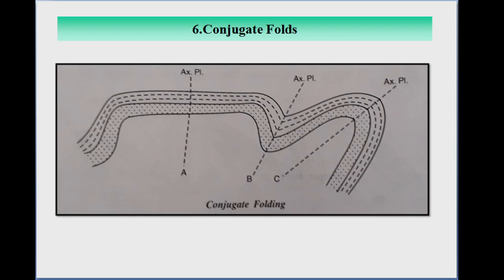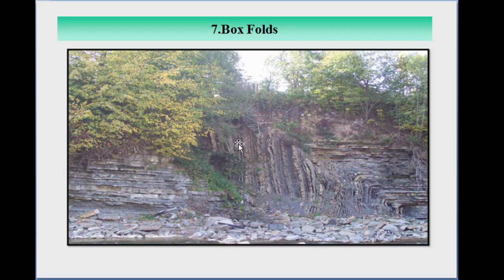Then in the figure you can see the actual figure of this box fold where the top is flat and the sides or the limbs are inclined. They show the three parts of this rectangle.